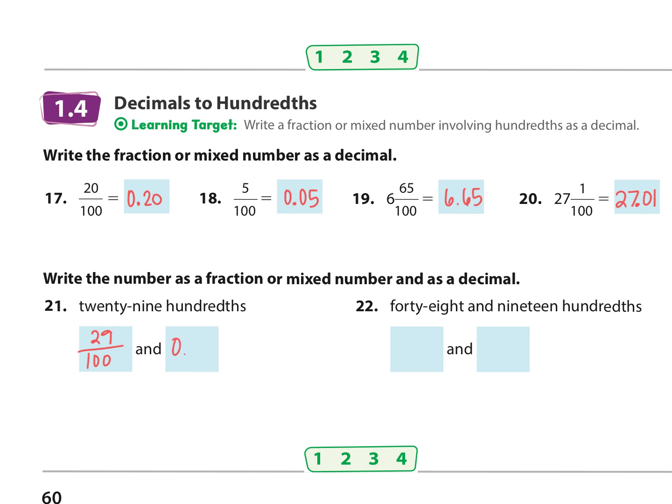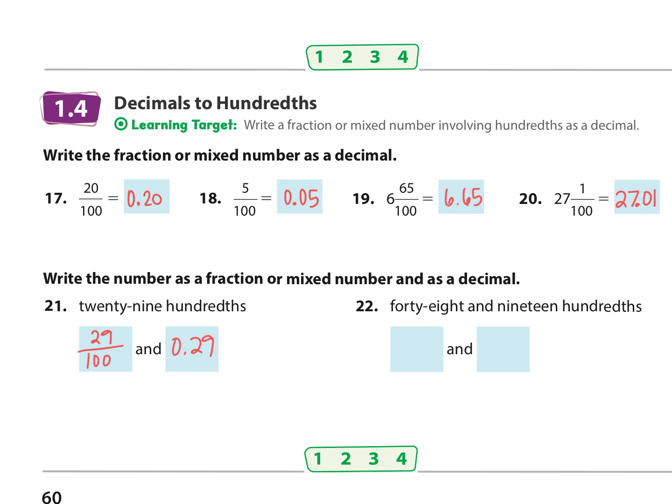The decimal is 0.29. Fix it if you need to fix it, guys. Check it and fix it. Yeah, if you wrote your decimal first, then your fraction, that's fine.